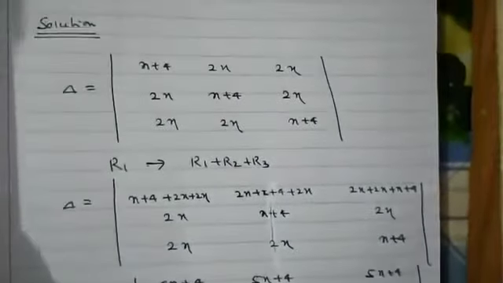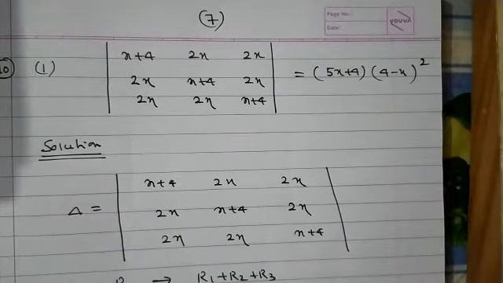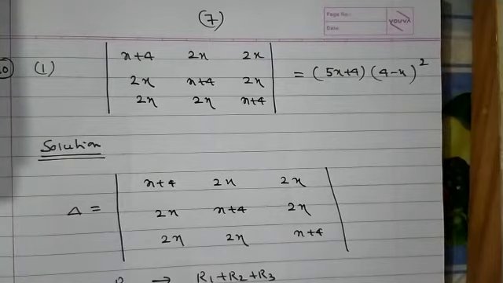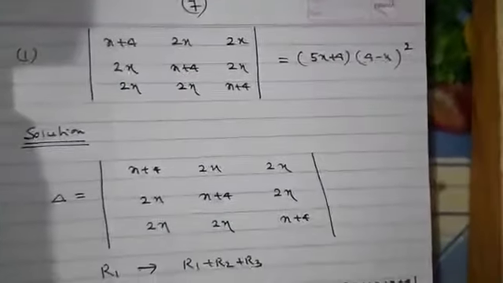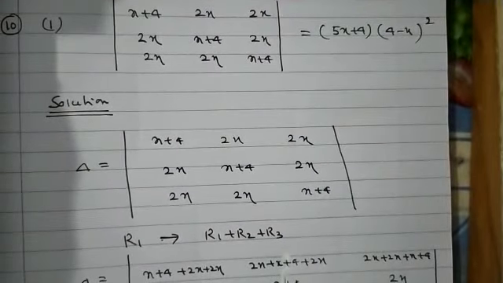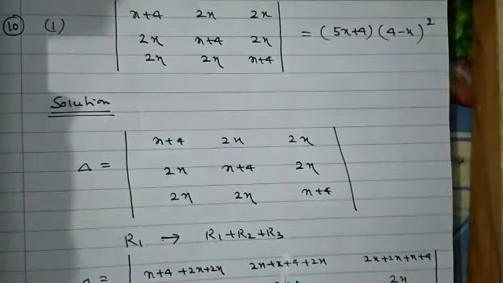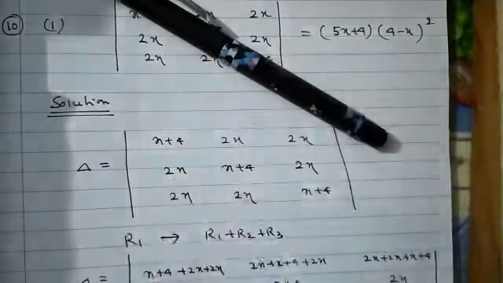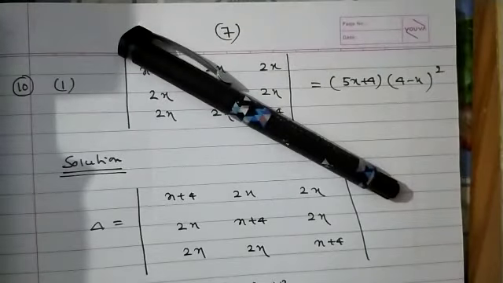Now, my dear students, I want to solve problem number 10, sub problem number 1. It was asked in the examination also. So try to think on this. The determinant has rows: x plus 4, 2x, 2x; 2x, x plus 4, 2x; 2x, 2x, x plus 4. What do we observe? We observe that the diagonal elements are the same. First you observe the problem.